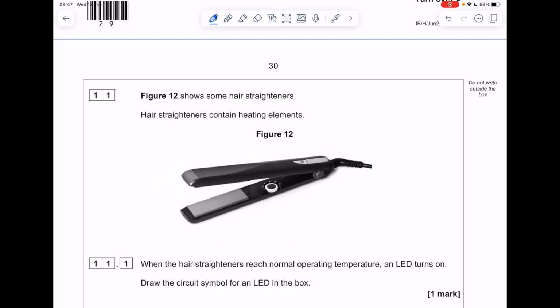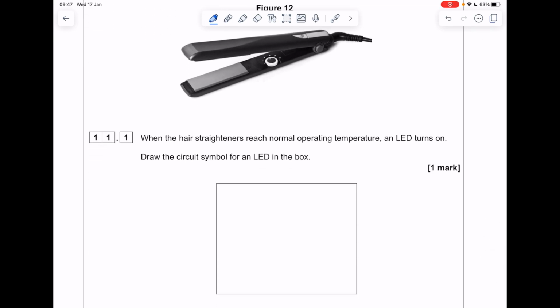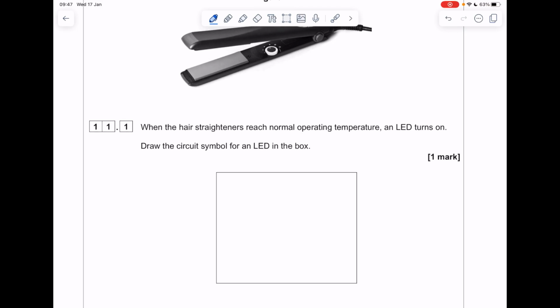Figure 12 shows some hair straighteners. Hair straighteners contain heating elements. When the hair straighteners reach normal operating temperature, an LED turns on. Draw the symbol for an LED in the box. So that is a light emitting diode. It looks like this. It's a bit like a play button. And remember, because it emits light, we need these arrows.